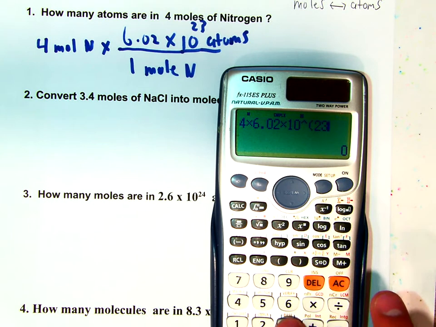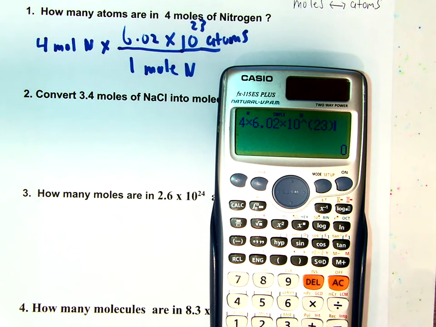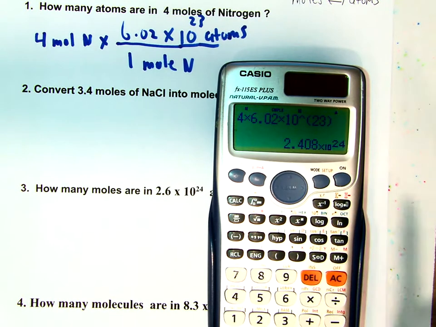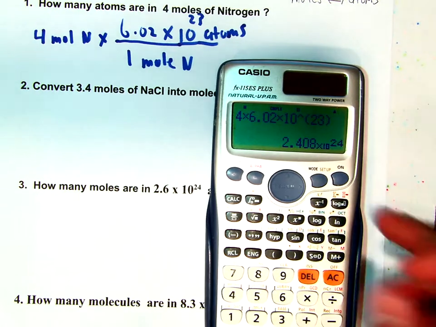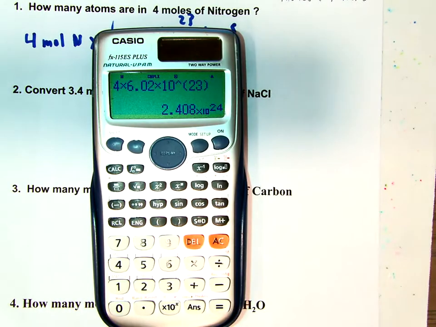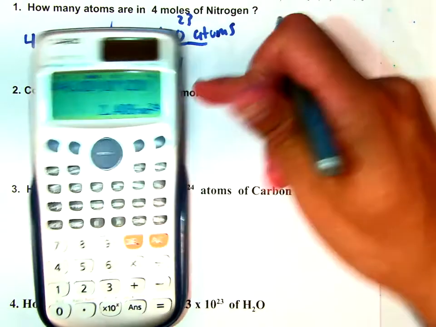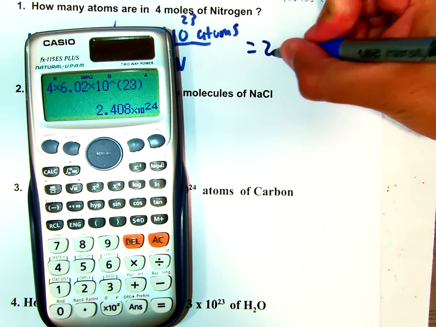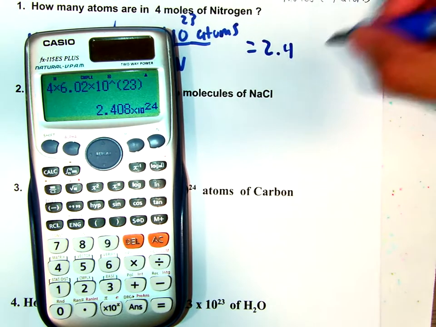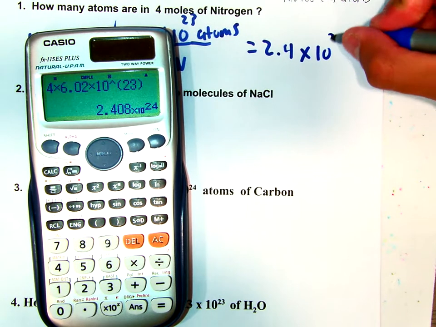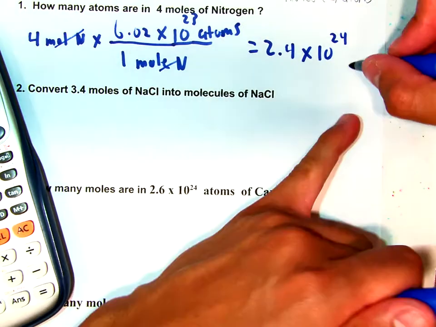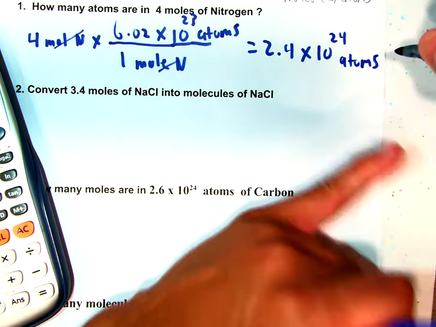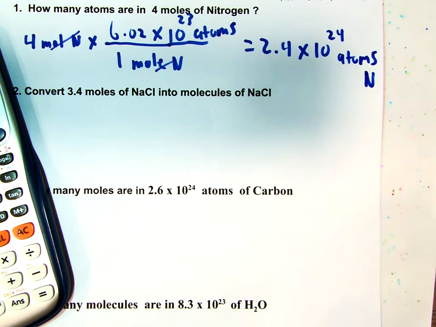So to the 23rd, and then close this bracket here. Enter, and that's going to give you my answer. Some calculators might read it differently. I'll show you guys examples later in class, but that's going to be our answer here. We'll round to the first decimal, so it'll be 2.4 times 10 to the 24. Our units cancel out, and I'm left with atoms. Atoms of nitrogen.